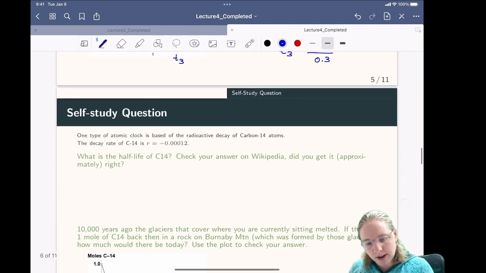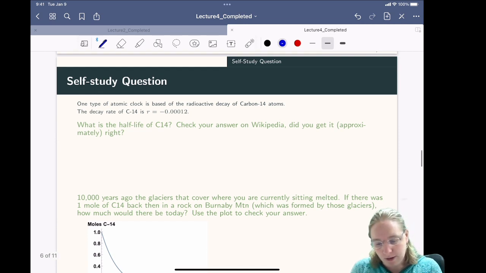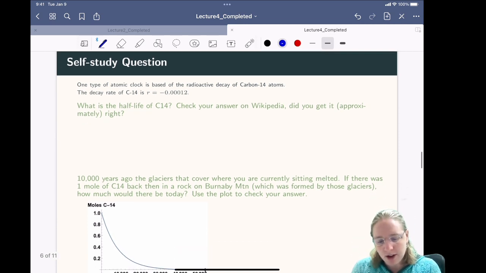And so this is going to be exactly the same principle you're going to have to use in order to evaluate the self-study question. So test yourself on this, and I'll see you in class.